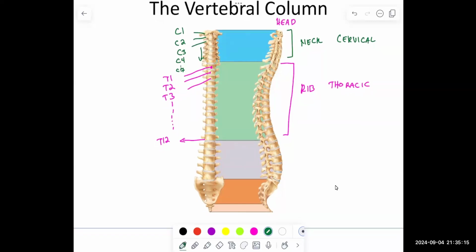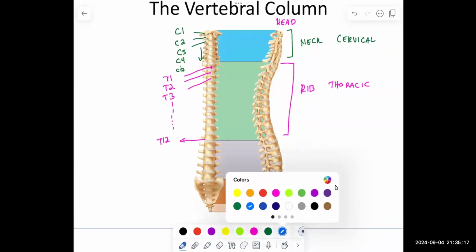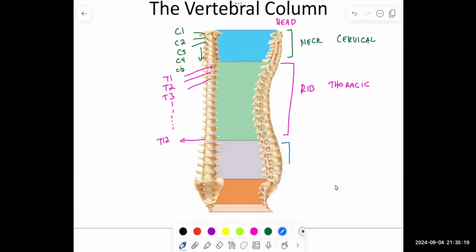This set of bones is your lower back. There's 5 of them. What are those called? Lumbar. L1, L2, L3, L4, L5.